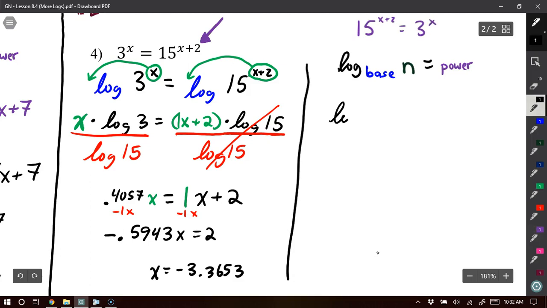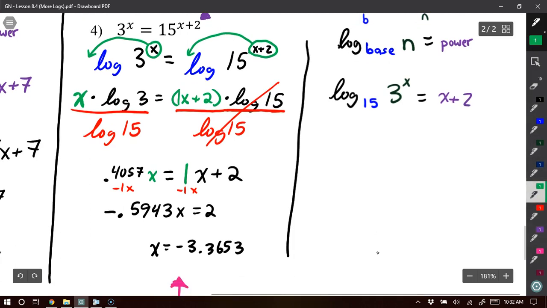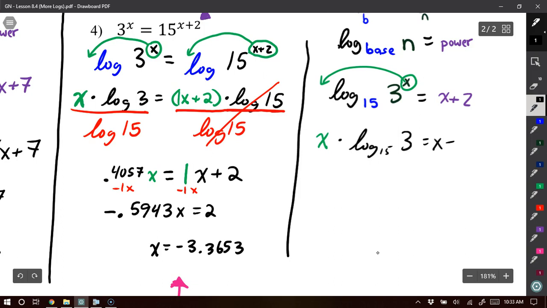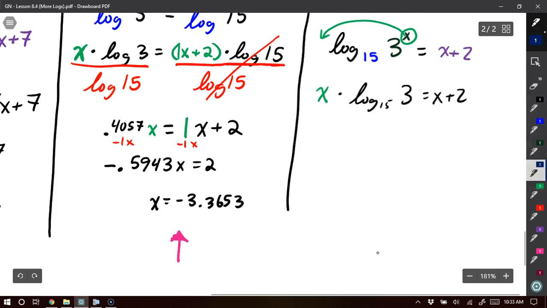So I have what power? In this case, my base is 15. So what power of 15 gives me, and this is my number, 3 to the x. 3 to the x. And the power it says is going to be x plus 2. So when I go and do this, I'm going to use my power rule to bring this x down. So I have x times log base 15 of 3. And I'm just going to write it here. This is my change of base.